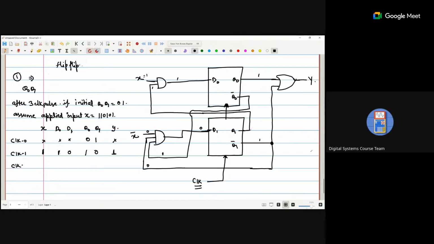Now apply the clock second. Now if Q naught is 1, so Q naught bar is 0, so this one is the 0. If Q1 is 0, so Q1 bar is 1, so we are getting 1 here. Okay, and x is what? 1, so x bar is 0. So again D1 is 0. Okay, and what about D naught? X is 1 and Q1 is 0, so it is 0. So again D naught is also 0, so it becomes a 0 and 0. If both are 0 0, so what is the output? Q1 bar is 1, so 1 and this one is the 0. We are getting a 1 as output.